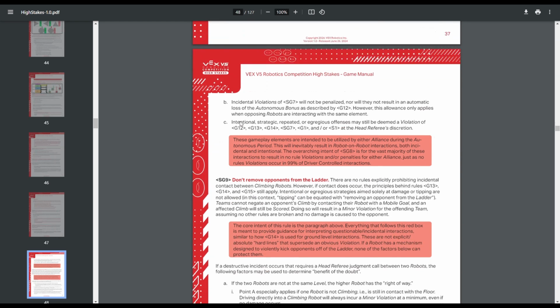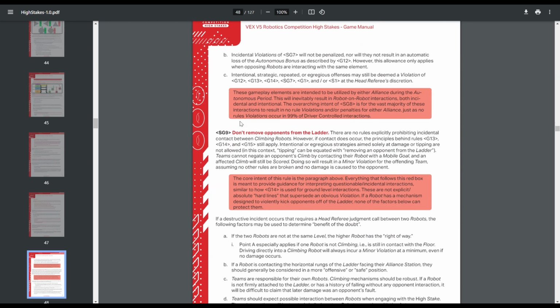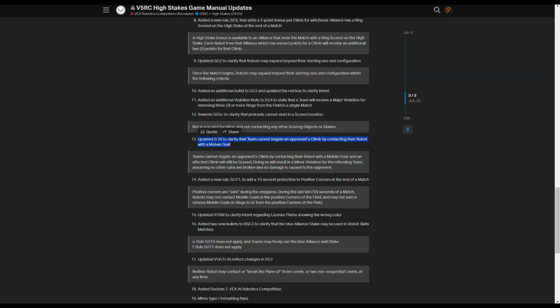SG9 was clarified because there was discussion on forums and Discord about, like, hey, if you're touching a goal, then it doesn't count as scored. Okay, so what if we throw a goal at the other team that's already elevated? You can't just whack people with goals now in order to make them not elevated. Which would have been funny. I want to see a goal cannon, but sad.